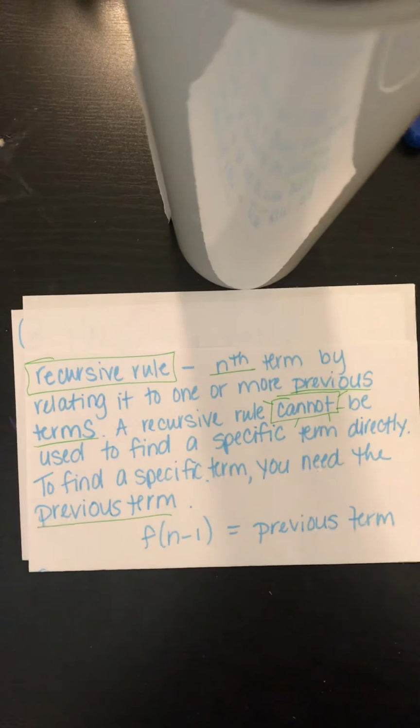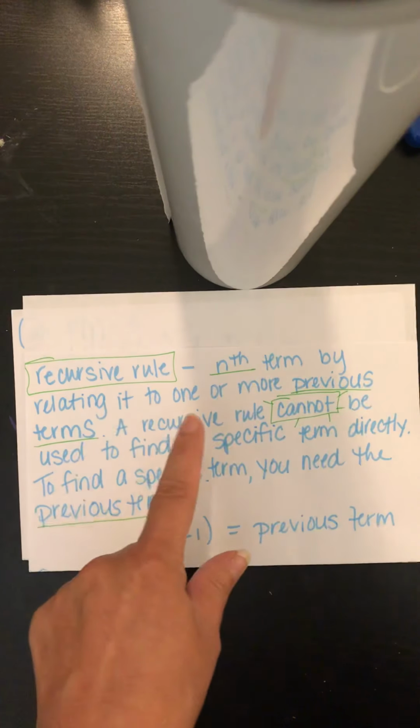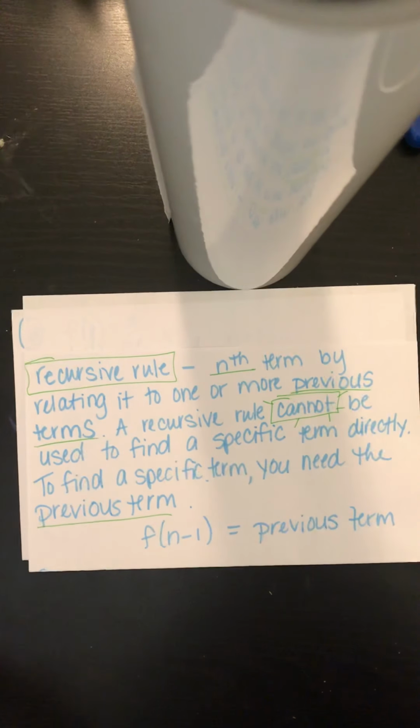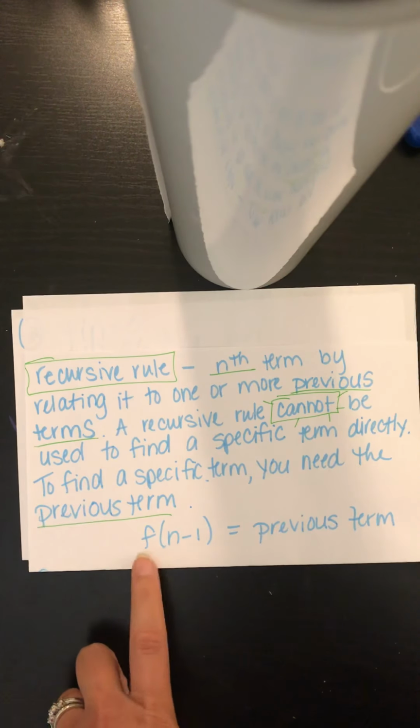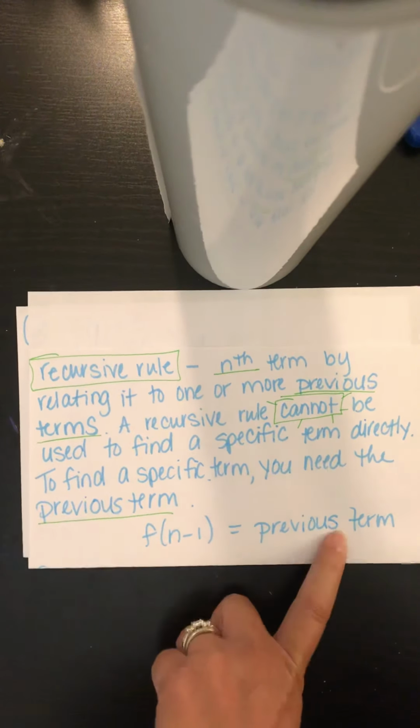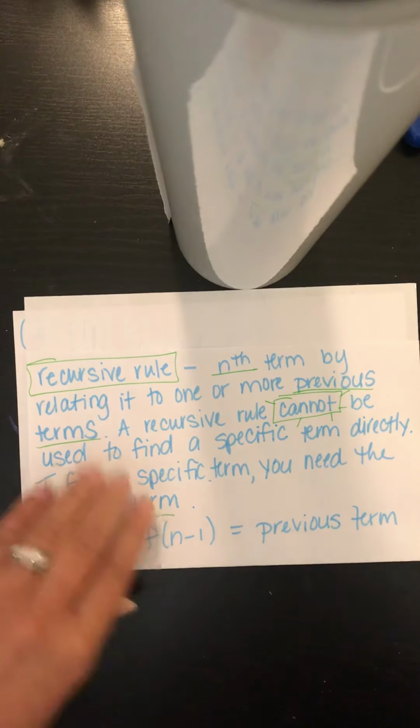My pages are out of order. Sorry about that. In the recursive rule, the nth term is defined by relating it to one or more previous terms. A recursive rule cannot be used to find a specific term directly. To find a specific term, you need to use the previous term. So notice that in this formula, the f of n minus 1 represents the previous term.